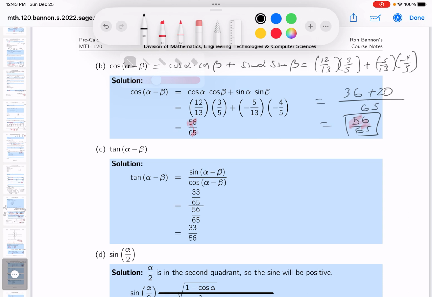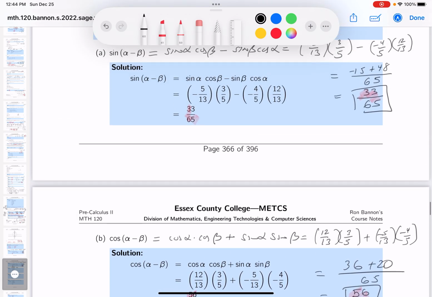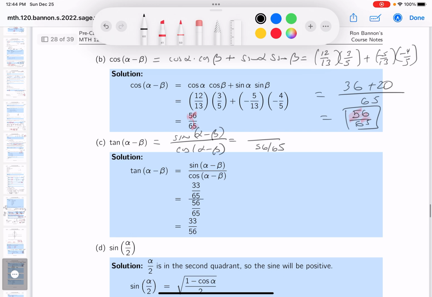Now the tangent, well, let's take a look at that. That should be relatively simple to do. The reason for that is it's going to be equal to the sine of alpha minus beta over the cosine of alpha minus beta. Well, we just did the cosine of alpha minus beta, and that's 56 over 65. And the sine of alpha minus beta was also done, and that was 33 over 65. What do you get there? 33 over 56.